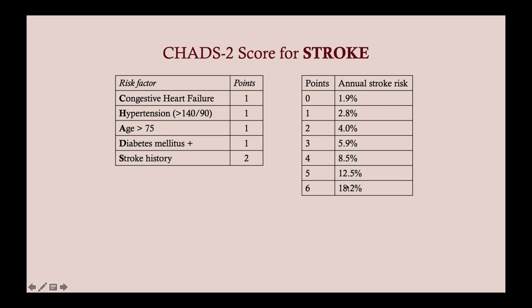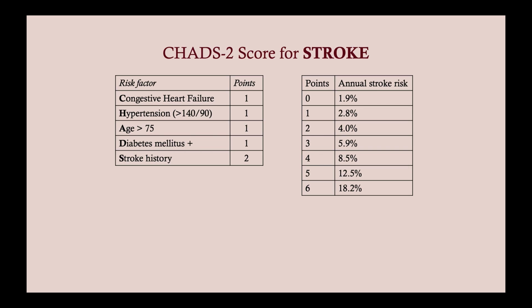Do you need to know how to do your CHADS-2 score for the USMLE? Probably not. If you're taking ABIM for your internal medicine licensure, then yeah, probably you need to know how to do the CHADS-2 score by heart. Do you need to memorize the annual stroke risk? Absolutely not. But it's good to know for clinical practice that the CHADS-2 score is something that you'll make use of. There's calculators that you can use that are online, or you can put on your smartphone, and then you can determine what their CHADS-2 score is.